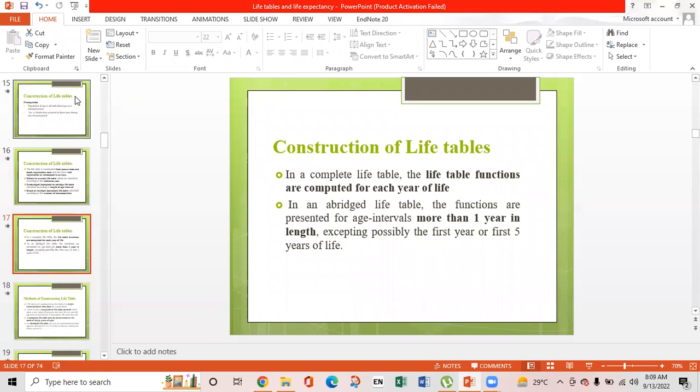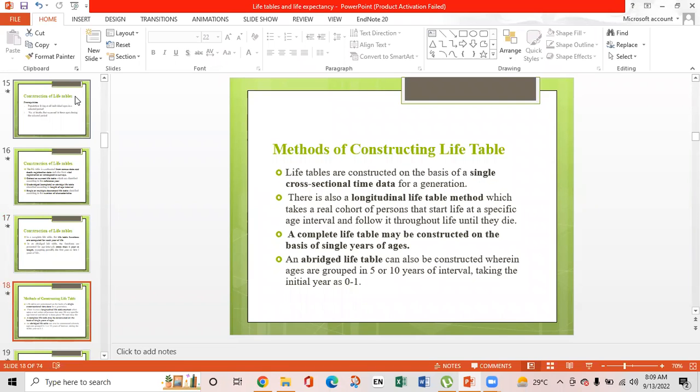In a complete life table, the life table functions are computed for each year of life. In an abridged life table, the functions are presented for age intervals more than 1 year in length, excepting possibly the first year or first 5 years of life.